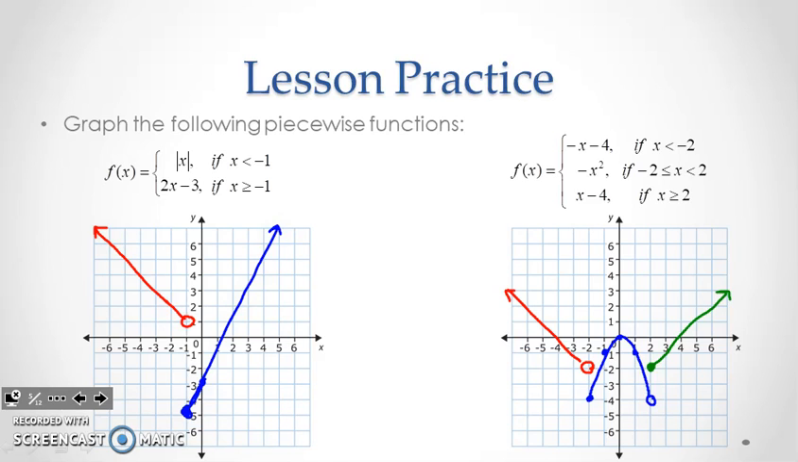On the other side over here, this one was a lot more complex. There's 3 of them. We have 2 split points. I got a split point at -2, and I got a split point at 2. Top line here, -x minus 4. That's the one that's in the red. So that's everything to the left of -2.